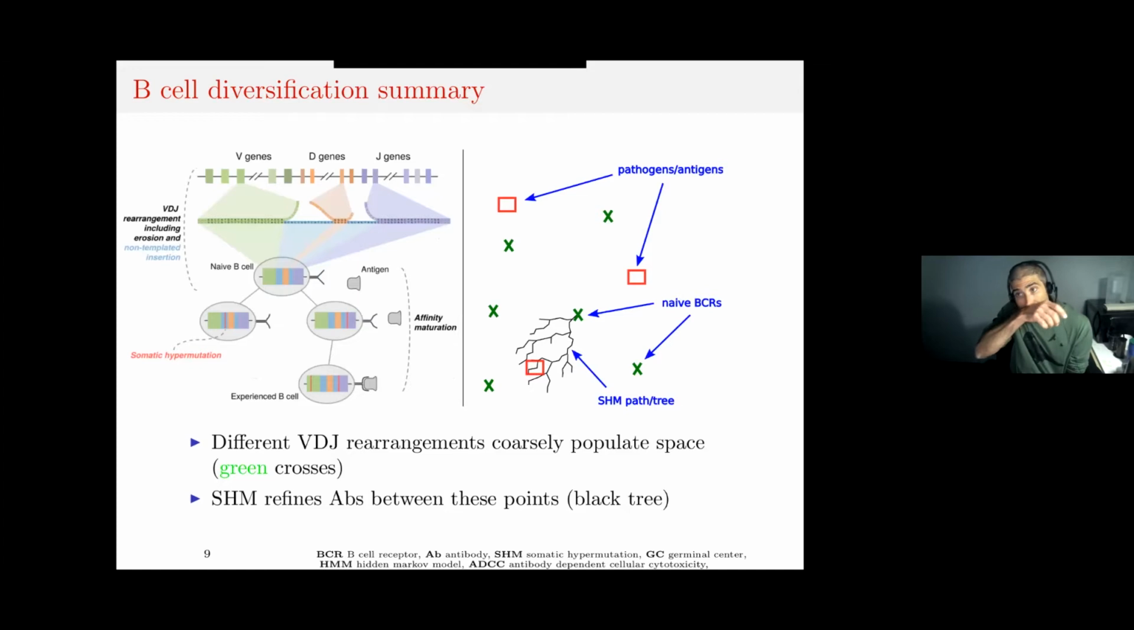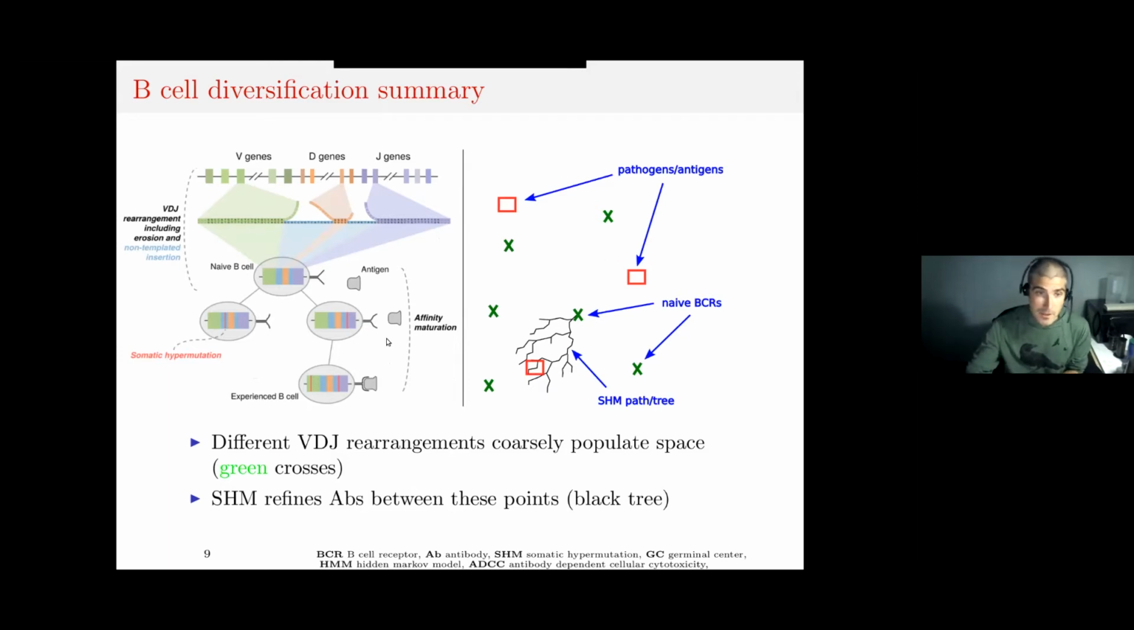So tying together the pictures in the last few slides, on the left here, we have VDJ rearrangement at the top. It's kind of doing the rough draft of diversity. And affinity maturation in the bottom is kind of refining that. And the way I tie this into the two-dimensional representation is that VDJ rearrangement is choosing these green crosses, so where these green crosses go, and trying to evenly populate the space.